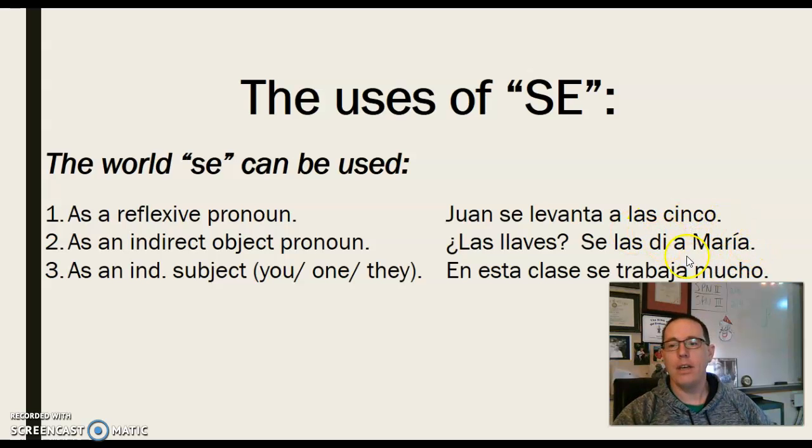So this a Maria fills the same function as the se, but remember in Spanish, you have to be redundant in sentences like that. You have to use an IOP, even though you're still naming the person later on too. Something to bear in mind.